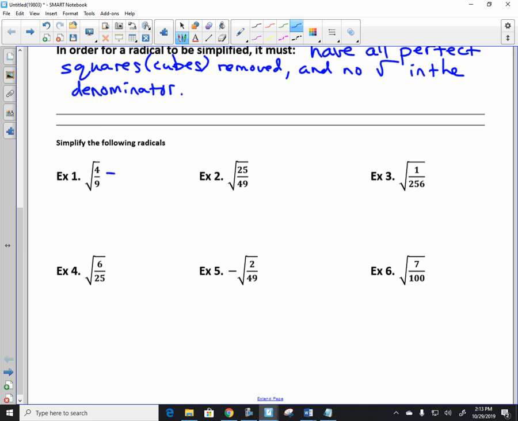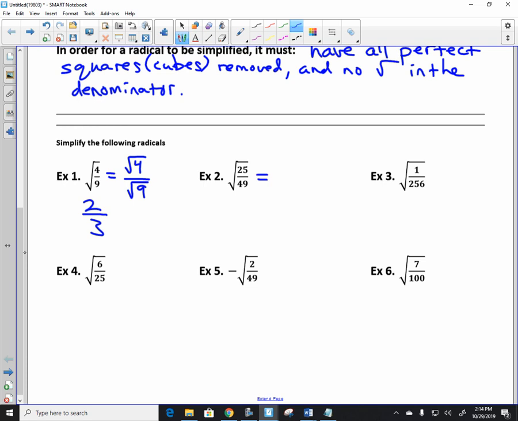One nice thing about radicals is you can take the square root of the top and the square root of the bottom. Okay? So just like you can divide multiplication up with radicals, you can divide division up as well. So square root of 4/9 becomes 2/3. Now I'm not going to write it every time as the square root of top over the square root of bottom. You can just think about it.